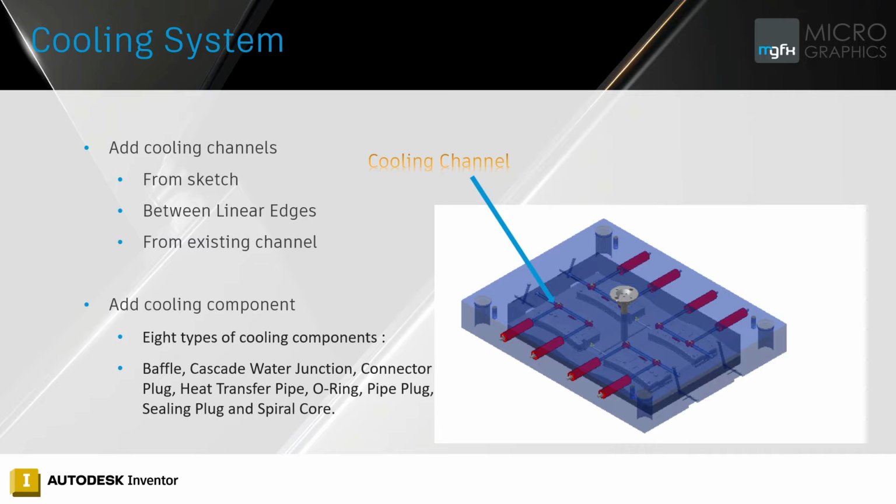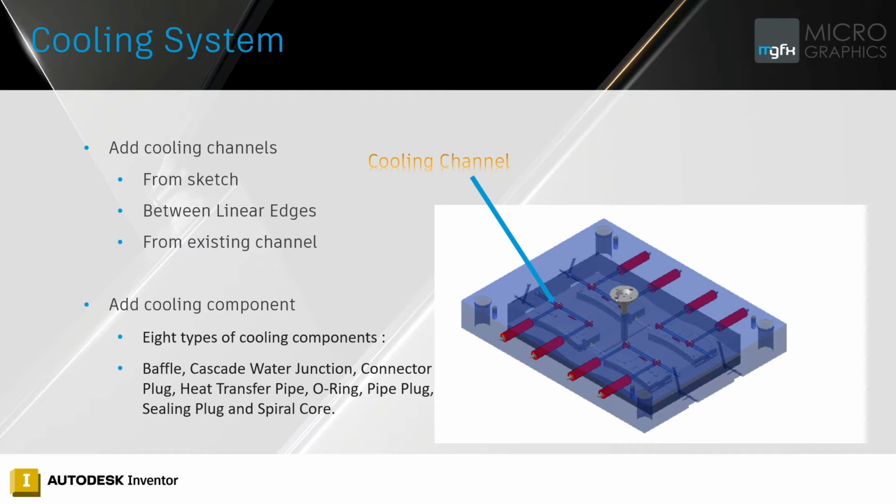You can create cooling channels between two linear edges, so you can just click on one edge and the other edge and say create a cooling channel from here to here, and it will create a channel that goes straight between those two edges. And lastly, from an existing channel you can add a cooling channel that extends outwards or in any other direction.